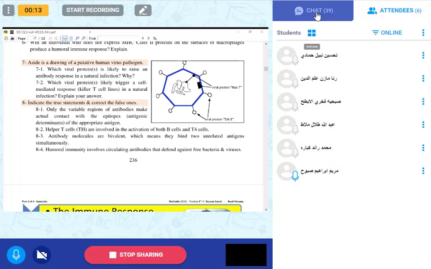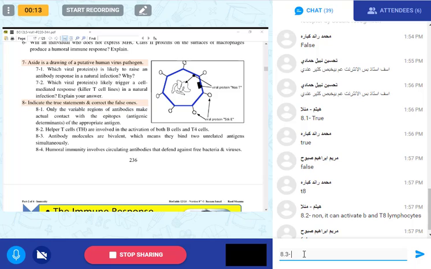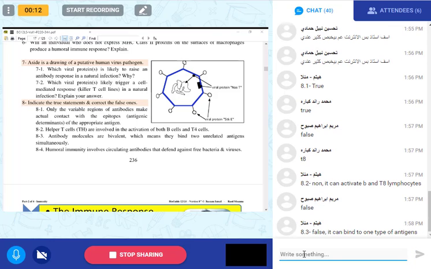Exactly. It can bind to one type of antigen. One type of antigen.